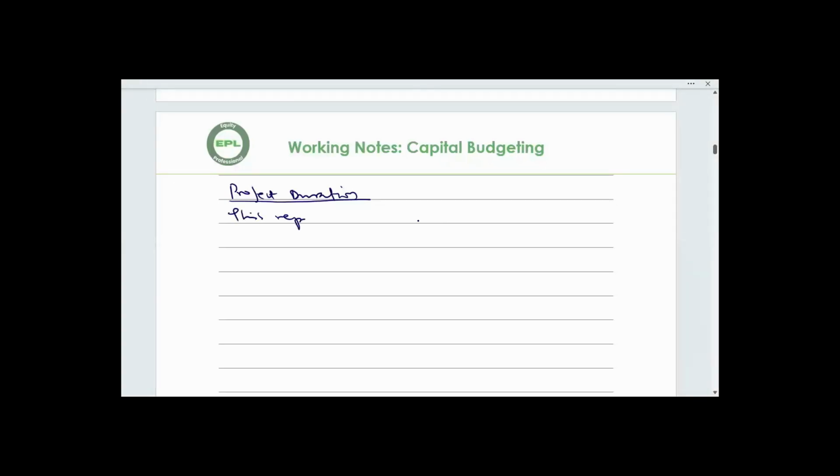This represents the average time taken to recover or recoup the amount invested in a project.